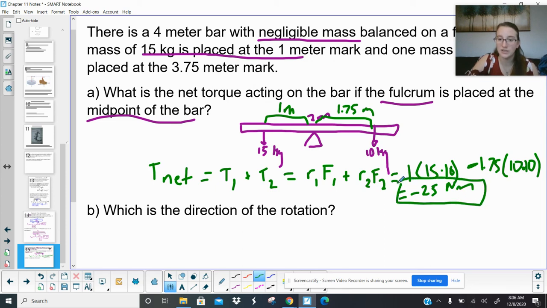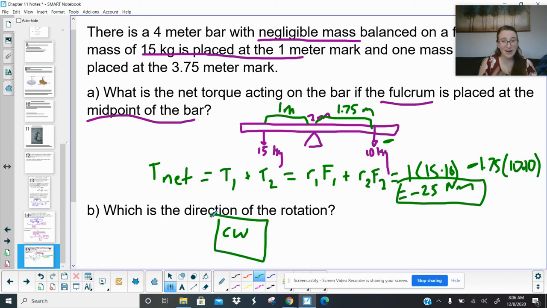Now, what we need to realize here is we called this direction the negative direction. If I have a negative net torque, that means I'm headed in the negative direction. So what is the direction of the rotation? It's going to be clockwise or counterclockwise. Once again, if this is the negative direction, follow that with your finger around in a circle. Is that clockwise or counterclockwise? That's clockwise, going down and then over. That follows the direction of a clock. So this is the direction of our rotation.